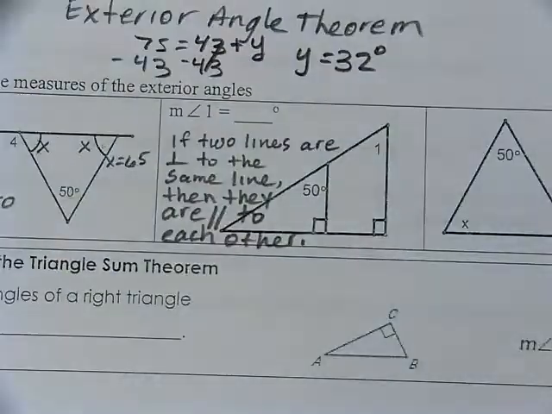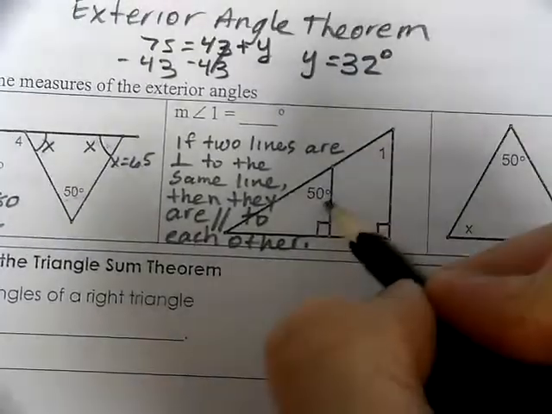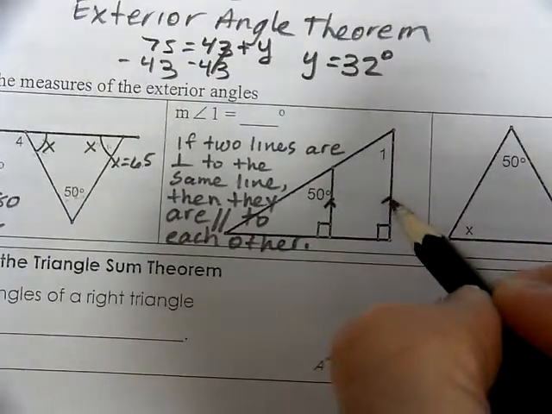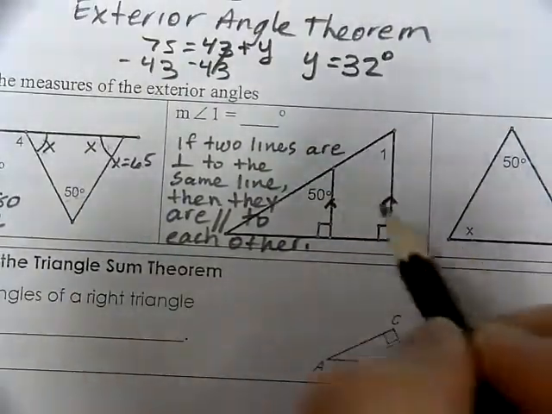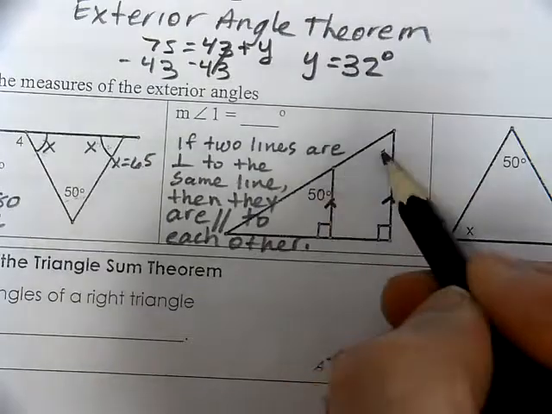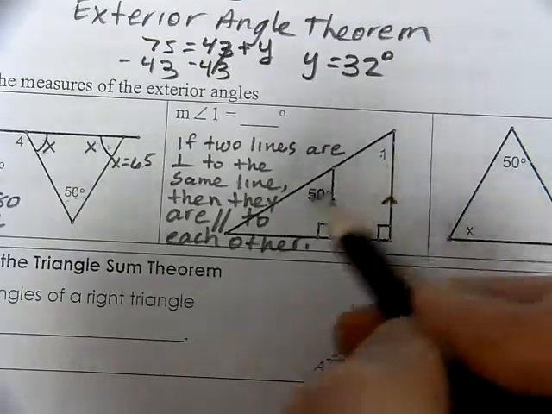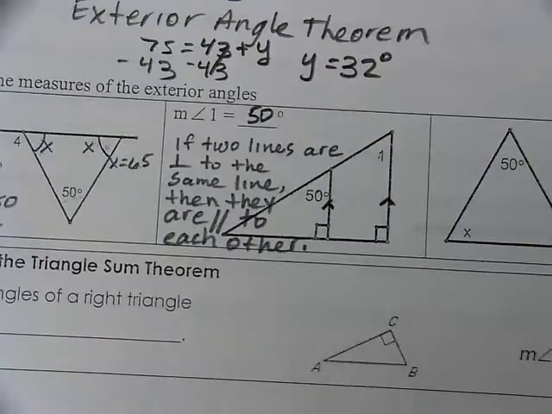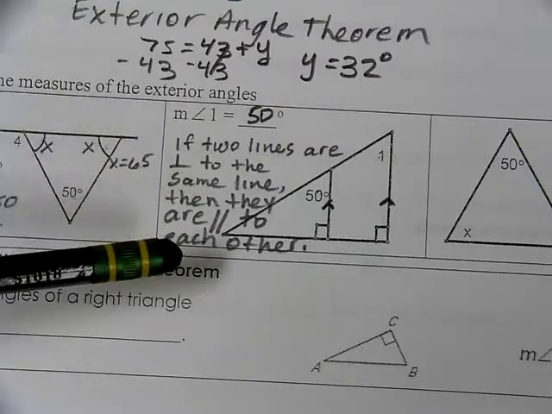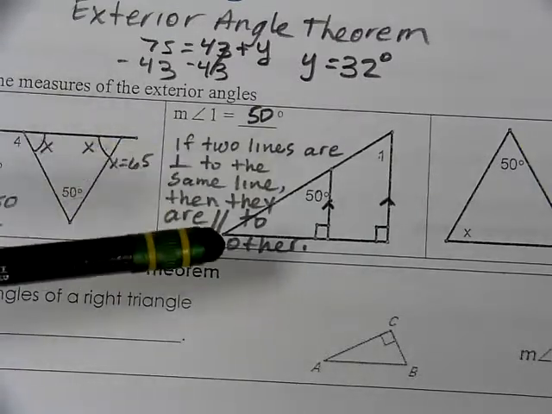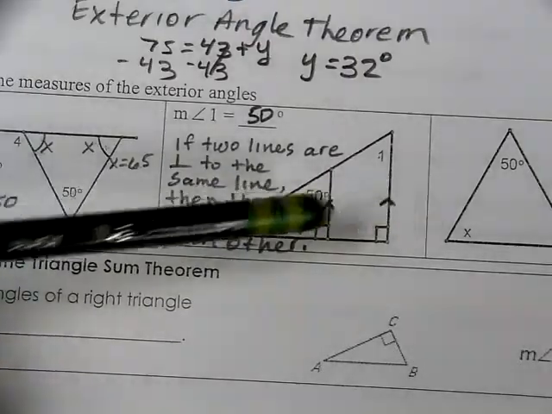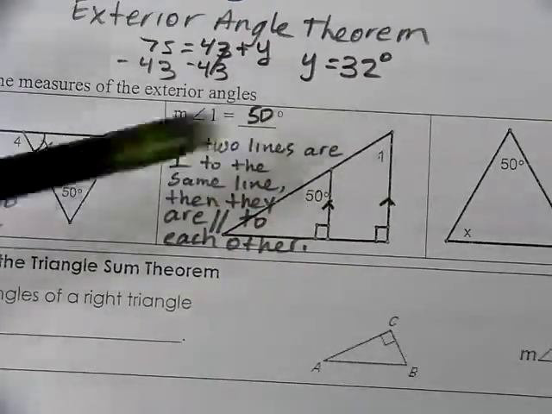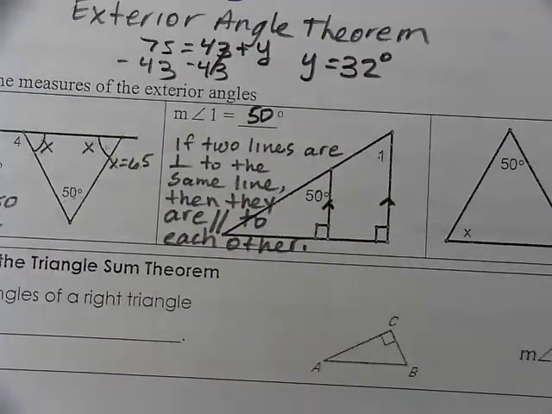So if these 2 lines are parallel because they're perpendicular to the same line, they have to be parallel, then we have corresponding angles, and corresponding angles are congruent. You can't just force things to be equal. You have to have a reason they're equal. So you've got to figure out one of the reasons that we have to support that. And if the lines are parallel, then corresponding angles are congruent, which works for us here.